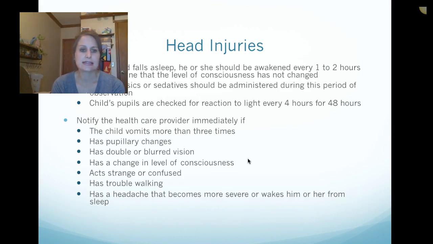No analgesic sedatives at this time, because we are trying to observe them and make sure they aren't going to fall asleep or go into a coma. The child's pupils are checked for reaction to light every 4 hours for 48 hours. We want to notify the healthcare provider immediately if the child vomits more than 3 times, or has pupillary changes, double vision, blurred vision, is acting strange, confused, has trouble walking, or has a headache that becomes more severe or wakes them from sleep.